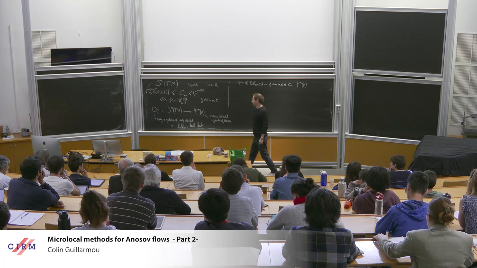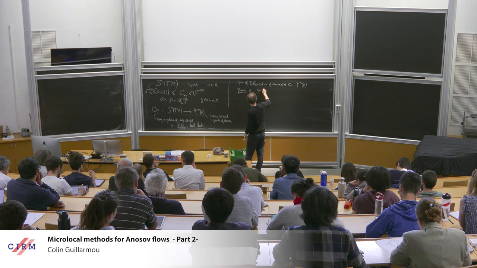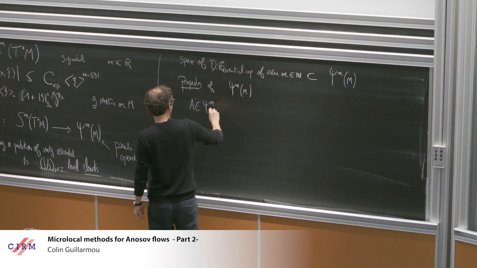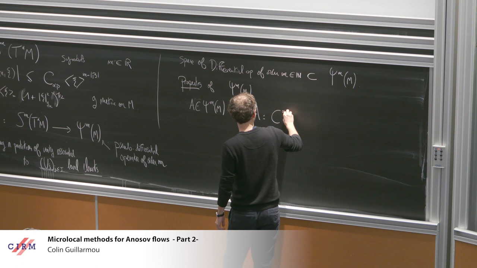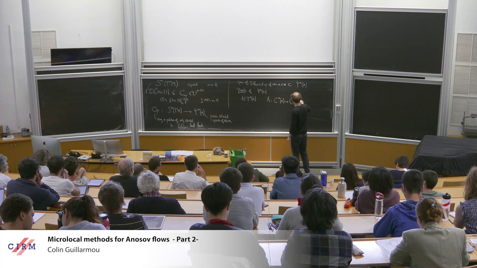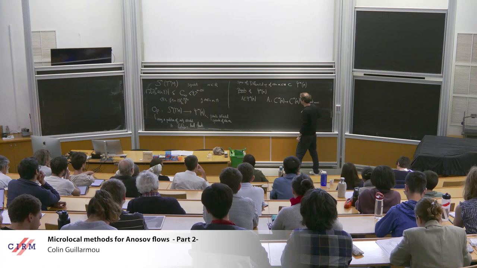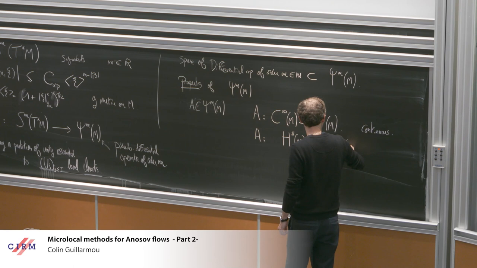And the main properties of these operators were that if A is one of these operators, then A maps smooth functions to smooth functions, just like a differential operator. When I say a space of differential operators, I mean with smooth coefficients. So this is continuous. A, in fact, is mapping any Sobolev space H^s to H^(s-m). So this is a bounded operator for any s.